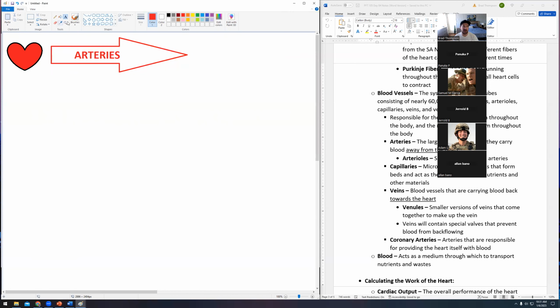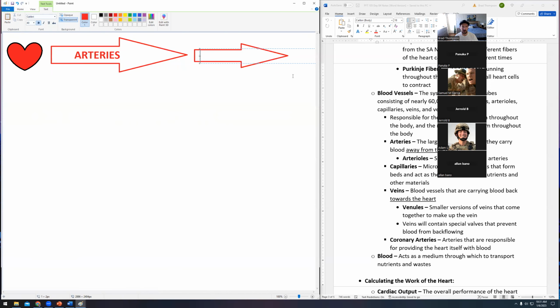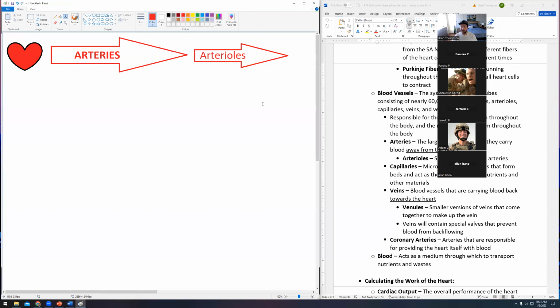Now they will get a little bit smaller. They'll branch down just a little bit and become what we call arterioles. Arterioles are smaller versions of arteries. So arterioles are what your arteries will eventually branch into. Remember yesterday we talked about bronchi and then they branched into bronchioles. Those are the small versions, okay? So arteries are traveling away from the heart.